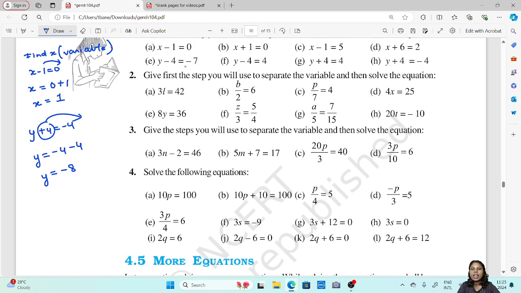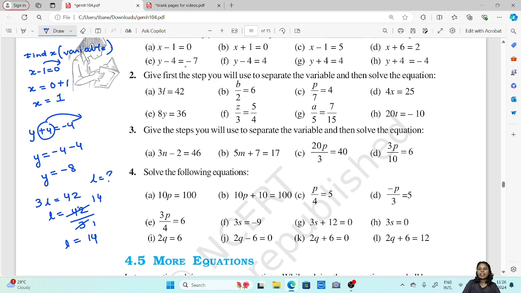So now say you have 3L equals 42. Here you have to find L. Now this is a multiplication form, and we know that once multiplied, a number goes to the other side of the equality sign, it becomes what? It becomes division. So L will be equal to 42 divided by 3. So 3 ones are 3, 1 is remaining, 3 fours are 12. So L here will be equal to 14.